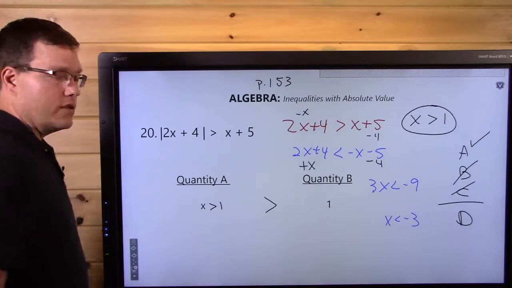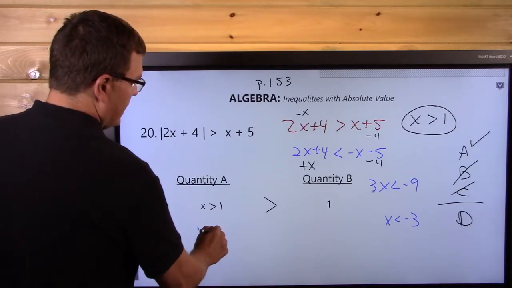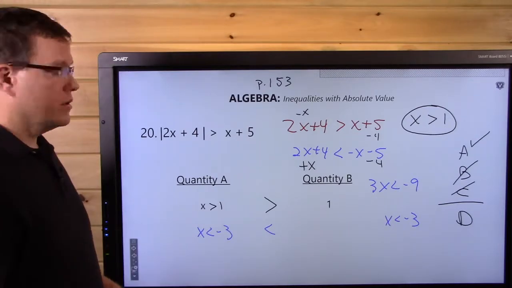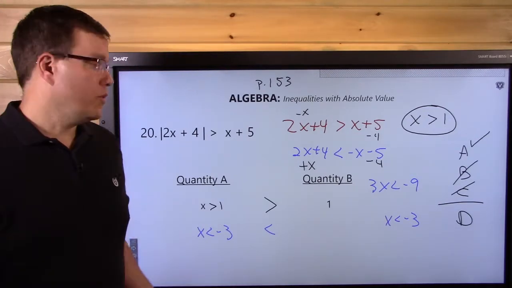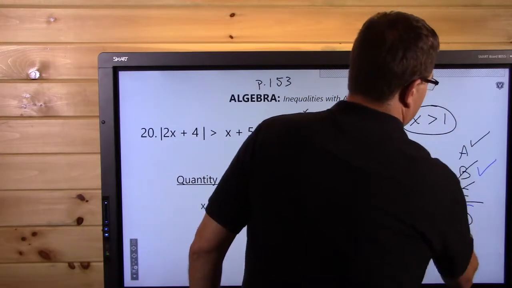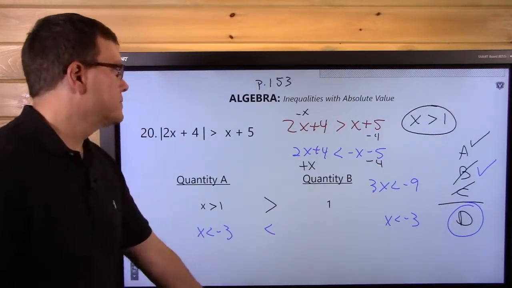So x is greater than 1 or x is less than negative 3. Clearly, 1 is bigger than a negative number. And if x is less than negative 3, right? So that would make b larger. Put a check mark next to b, circle D.